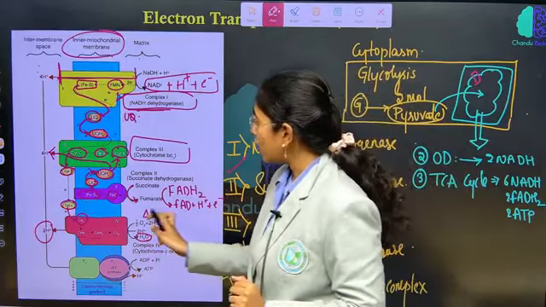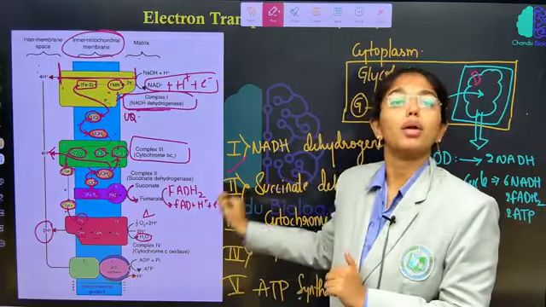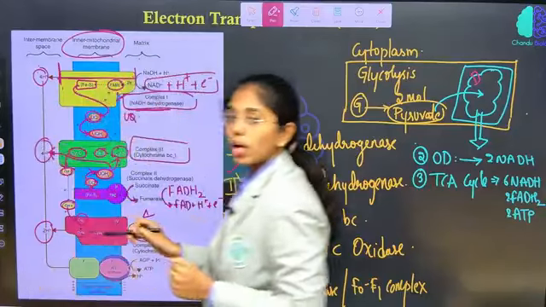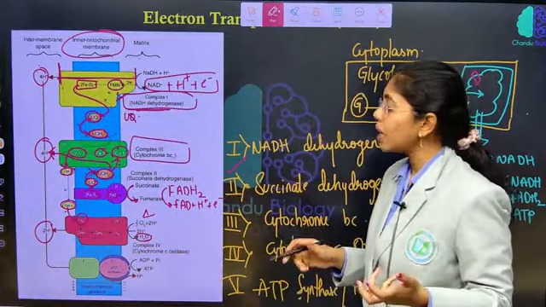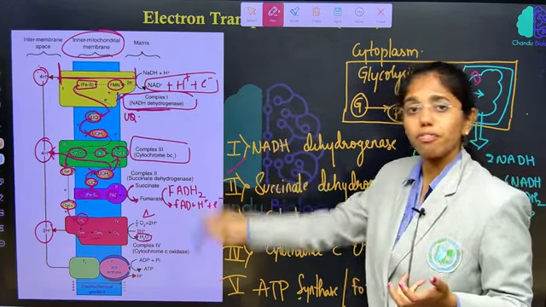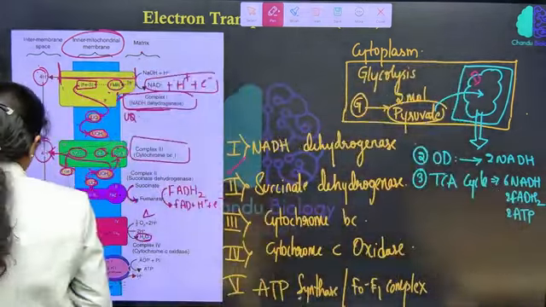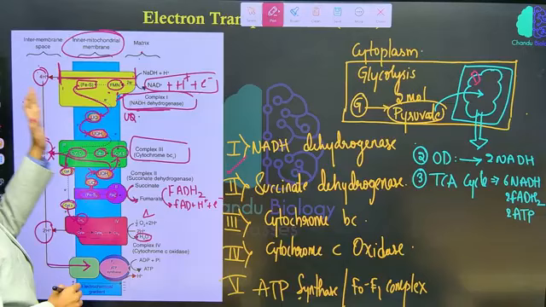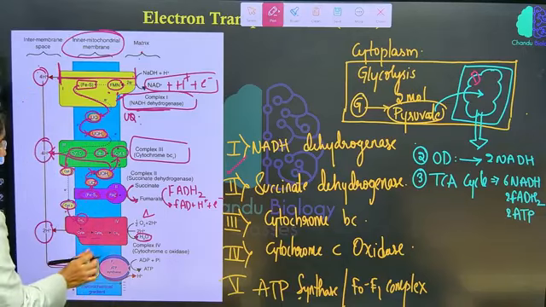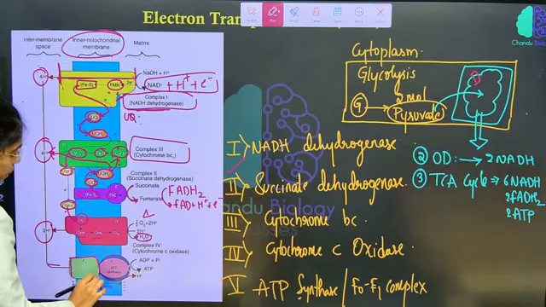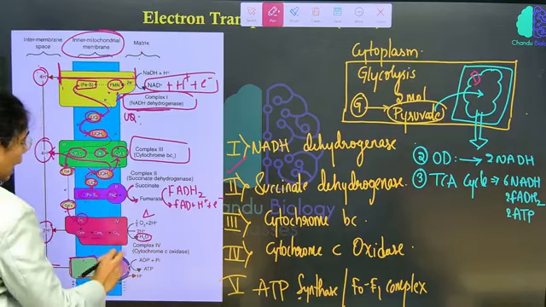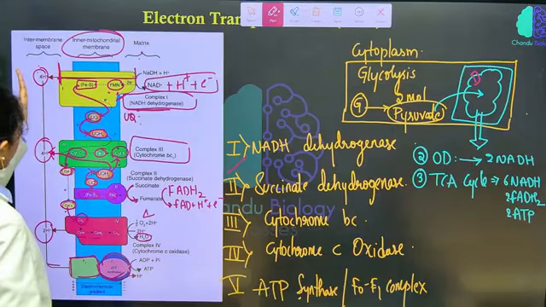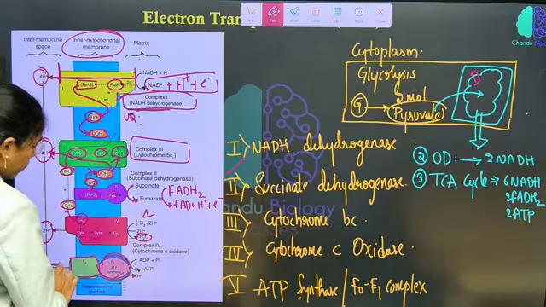Protons will be deficient after the water molecule formation, whereas the intermembrane space will be rich with protons. Intermembrane space will be rich with protons and the mitochondrial matrix will be deficient of protons. From the intermembrane space, the protons will run to the ATP synthase complex, where the F0 F1 complex is there. F0 will be embedded inside the inner mitochondrial membrane and F1 will be facing towards the mitochondrial matrix.